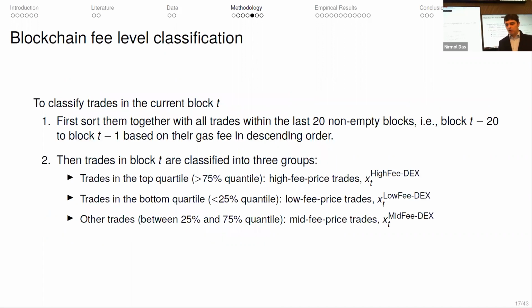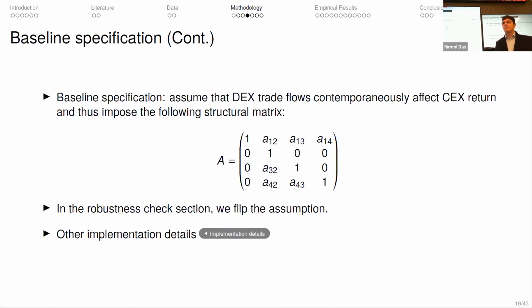Typically, it should be the other way around. The central exchange discovers prices, or is it?